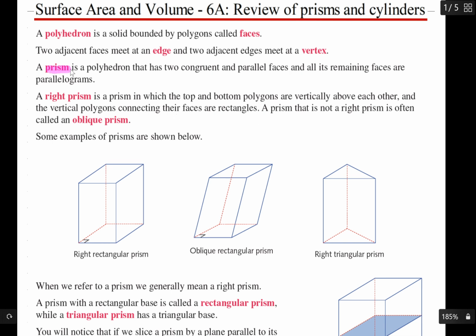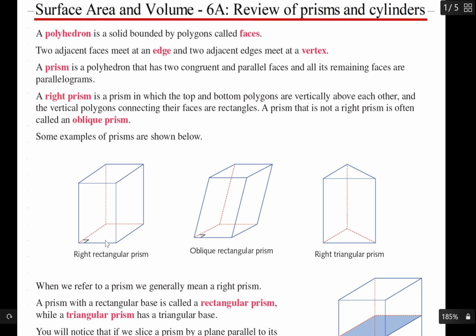This is important. A prism is a polyhedron that has two congruent and parallel faces, and all its remaining faces are parallelograms. Now, if I take you down to this diagram here, that is a prism because there's something called a cross-section, which we'll touch on later. If I were to slice the solid through horizontally, the cross-section, the shape that was exposed, is a rectangle. And that would also be the same over here, but the section that would be exposed would be a triangle.